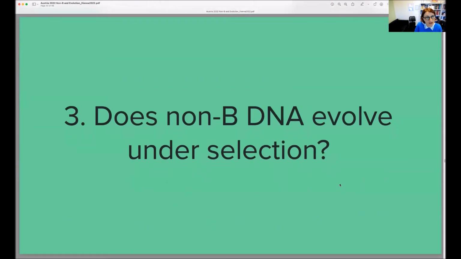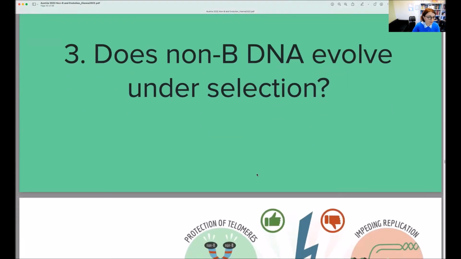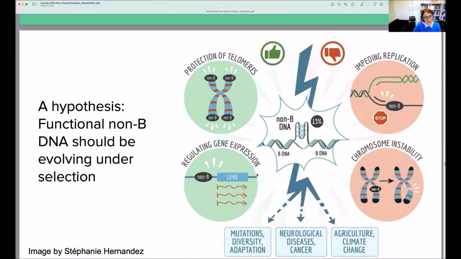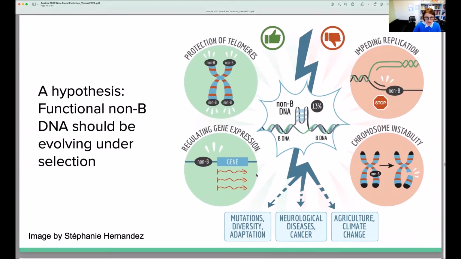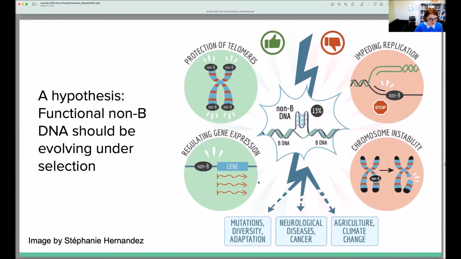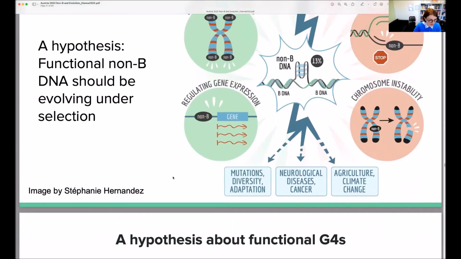So I want to talk about our other project related to non-B DNA, and we wanted to ask a question whether non-B DNA evolves under selection. And remember that we think about non-B DNA as a blessing and a curse. So what about the blessing part? If non-B DNA is important for function, then we expect it to evolve under purifying selection. However, this has not been shown previously.